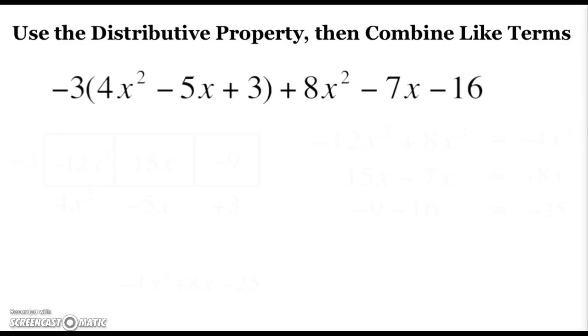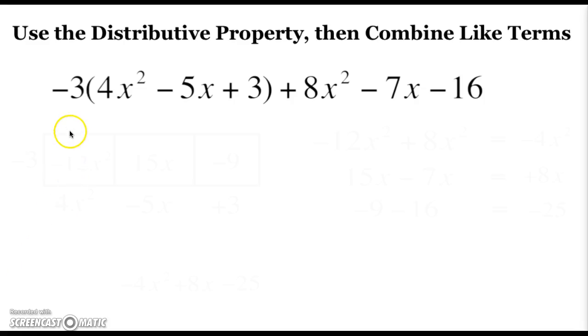This is a video that's going to help you simplify an expression by combining like terms. Only in this expression, you'll have to use the distributive property first and then combine the like terms. Here's an example of the type of expression you'll be simplifying.